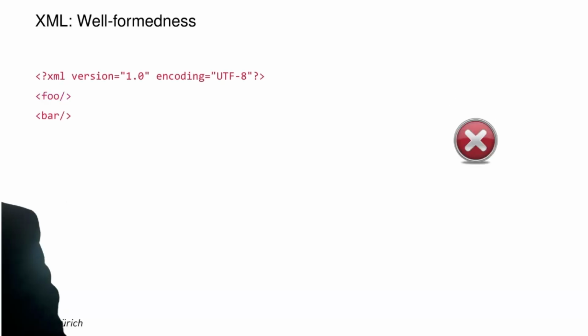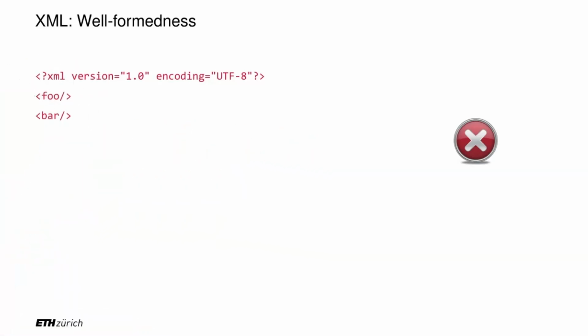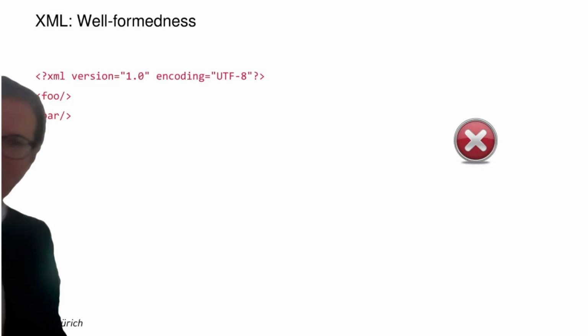All right? Then you can have just that element without the declaration. It's fine too. What is forbidden is to have two top-level elements, right? You cannot have both foo and bar. These are two top-level elements. This is not allowed. There has to be exactly one top-level element in a well-formed XML document.